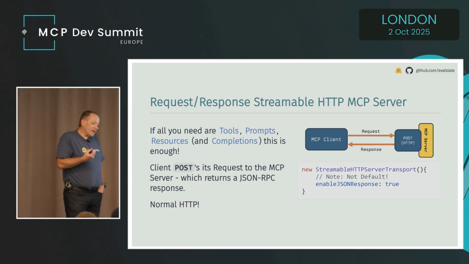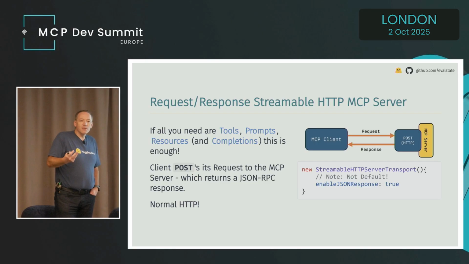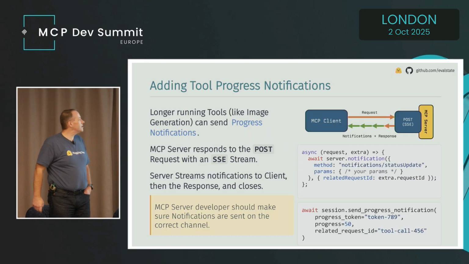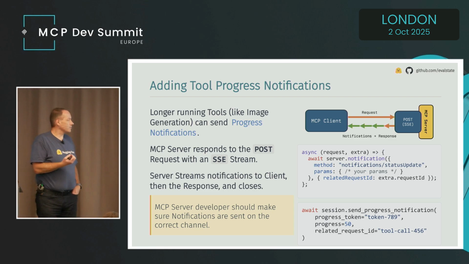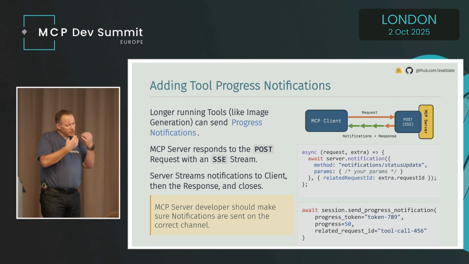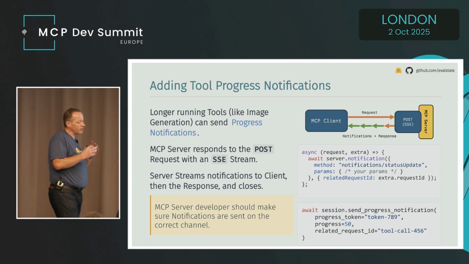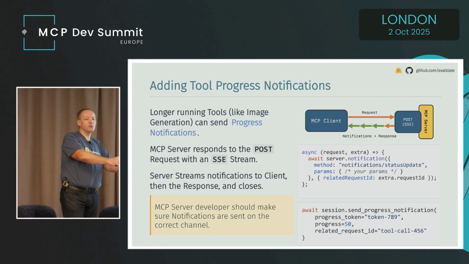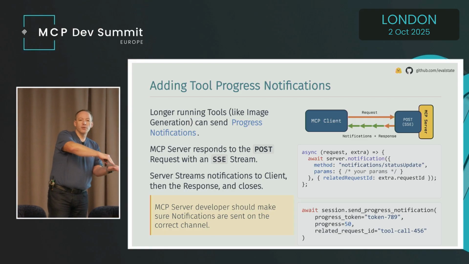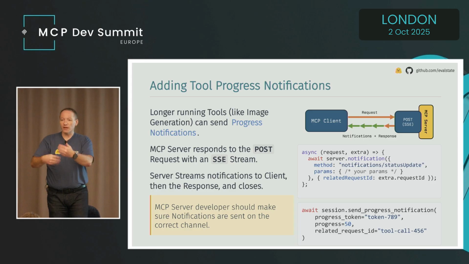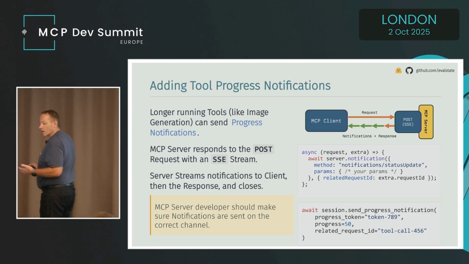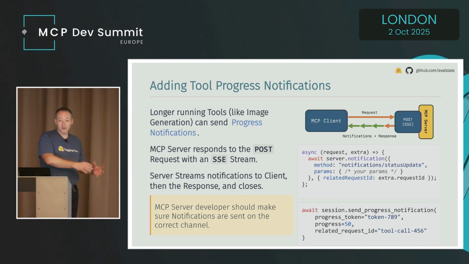But obviously that limits you somewhat because there are other features in MCP that we might want to use. So the next step up is if you want to use progress notifications. If I want to use tool progress notifications, when I receive the request from the host, what I actually do is open up an SSE stream in response, send a sequence of notifications, and then send the final response, and then close the stream.